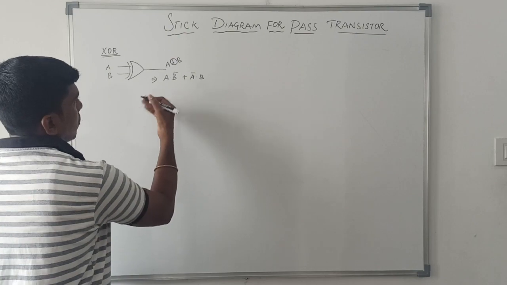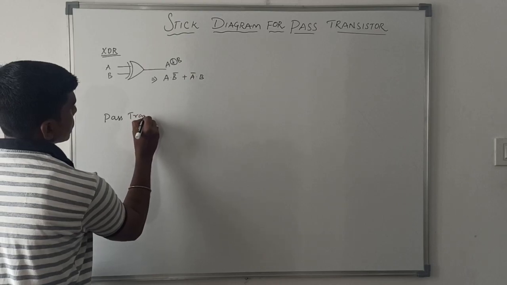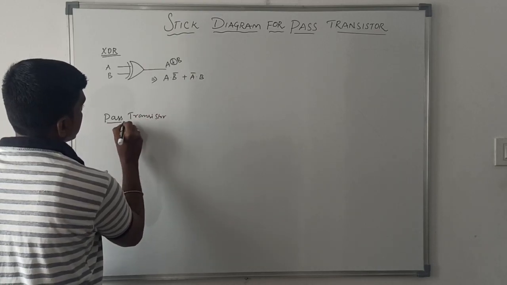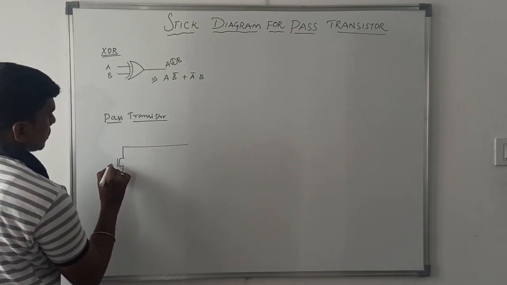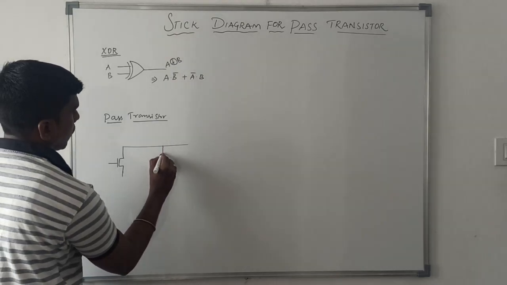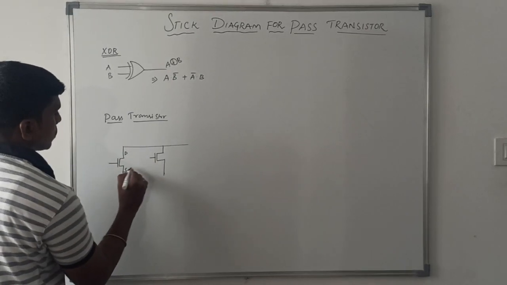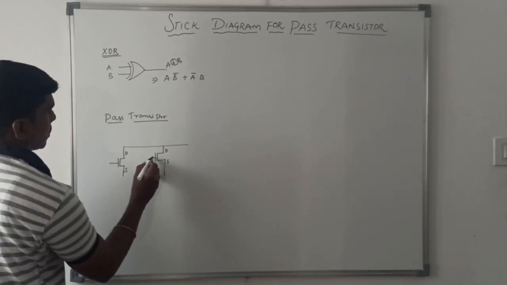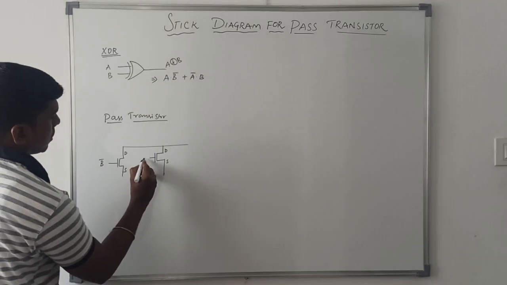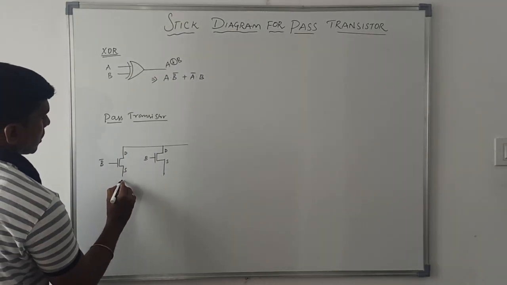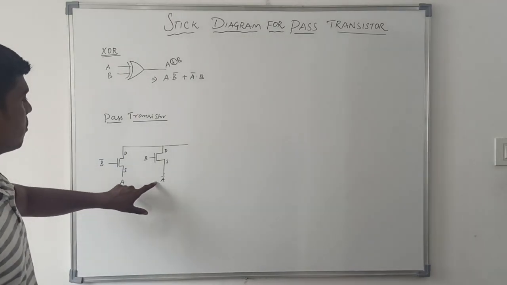Now I draw the transistor logic for this XOR gate. Here I need two NMOS transistors, with drain and source, and this one is the gate. The gate is connected to B bar and B, and the source is connected to A and A bar. So A dot B bar, A bar dot B.